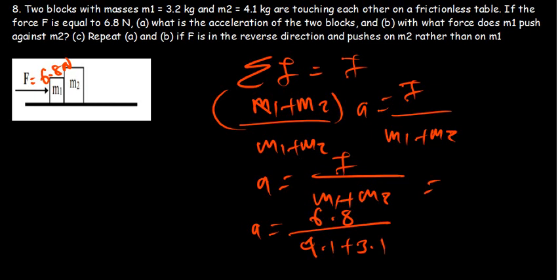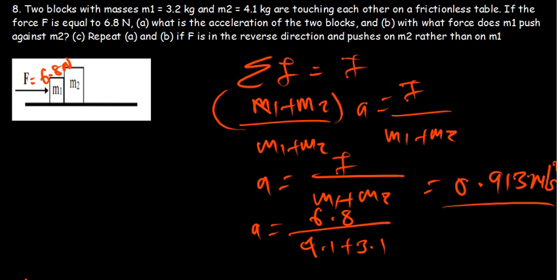Okay, so we should be able to get... Okay, so if I punch, I'm getting 0.931 meters per second squared. That is the acceleration I'm getting for the system. Now, part B. With what force does m1 push against m2?